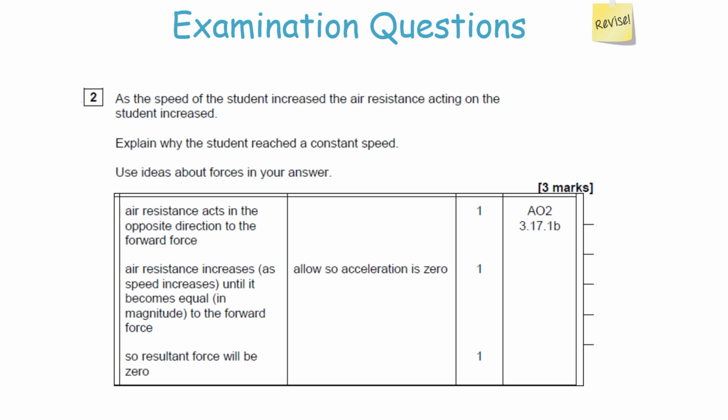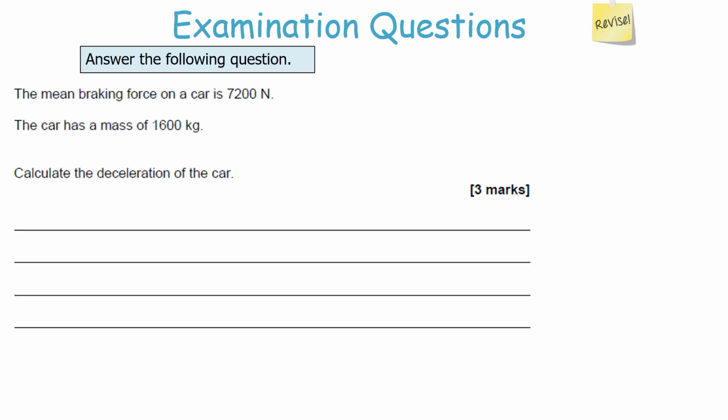You would then say the air resistance increases as the speed increases until the air resistance is the same size as the forward force. So our force forward is equal to the size of our force backward, so we have no resultant force. The next question says, the mean braking force on a car is 7,200 newtons.